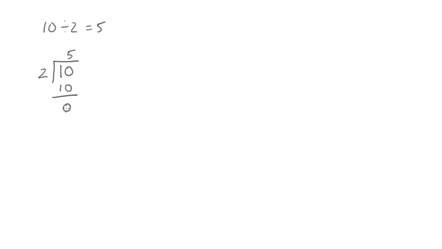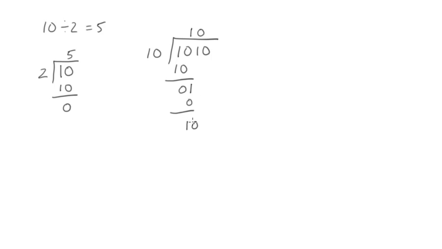In base 2, a 10 is a 1, 0, 1, 0. And a 2 is a 1, 0. 2 goes into 2 one time. 1 times 2 is 2. 2 minus 2 is 0. Bring down the 1. 2 goes into 1 0 times. 0 times 2 is 0. 1 minus 0 is 1.